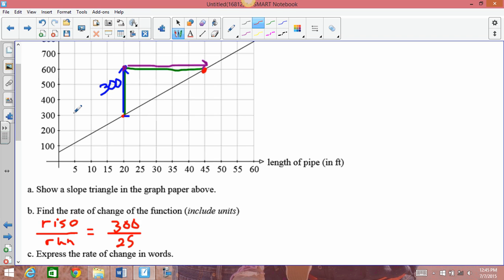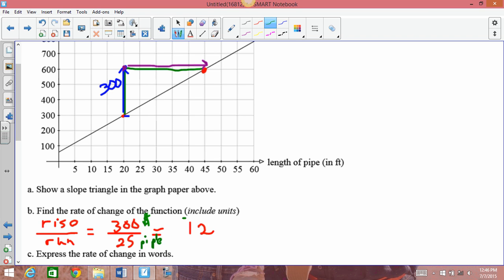In this case, 300 divided by 25 gives me a nice even number, and so that is 12. It says I need to include my units. Anytime it asks for rate of change, you need your units. Think about what's on the y-axis. Y-axis is money, and this is pipe length.